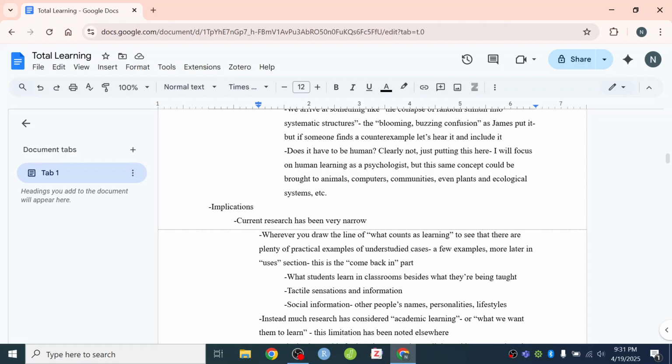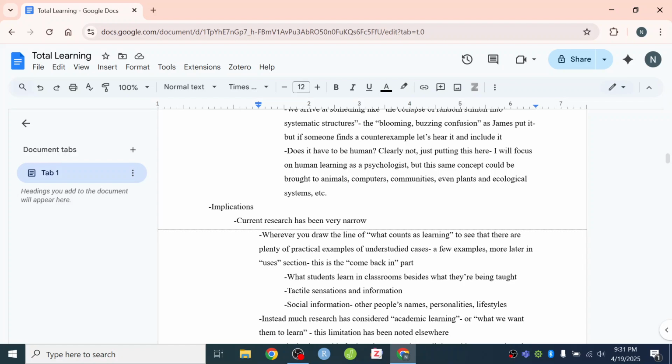But what we're doing right now is we went all the way out. Now let's come back in and show some real demonstrable examples of types of learning that would fit into the total learning construct that are understudied, that haven't had as much attention being paid to them.